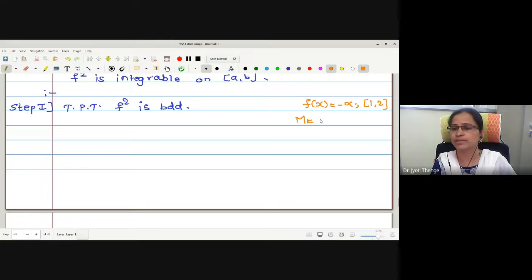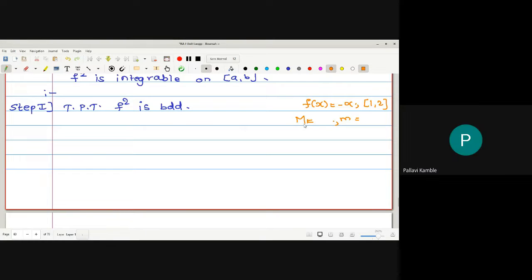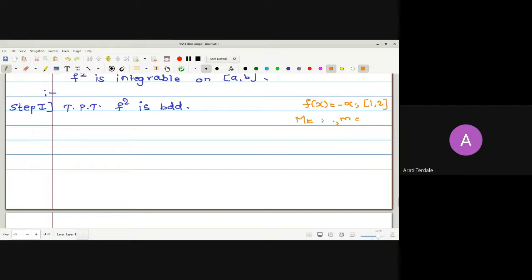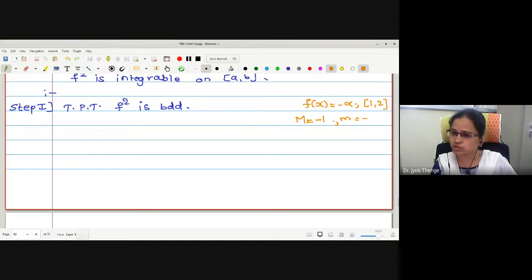Capital M and small m. What is capital M? The function is minus x, no? Minus 1 is the upper bound and minus 2 will be the lower bound, that is suprema and infima. If I take f square of x, then what is my function? Minus x square, that is x square, na? Correct?